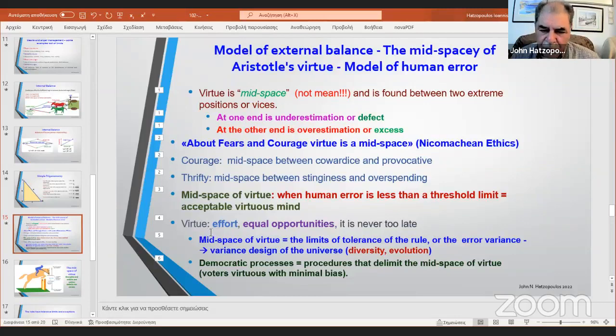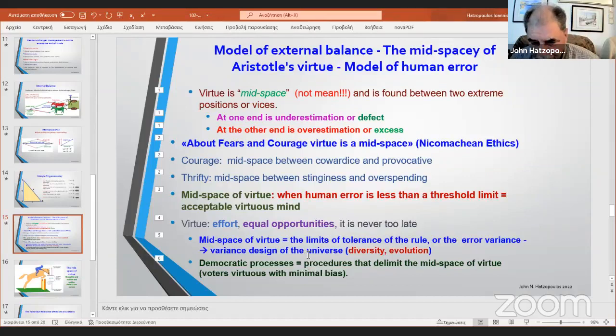Now, virtue is an effort, according to Aristotle. Nobody could be exactly within these two limits, but virtue is the effort of trying to be within these limits. And of course, someone should learn from mistakes and errors. Finally, it is a practice of the entire life to try to be within the limits. Anytime anybody wants to be virtuous, they can do it. There are equal opportunities, and it is never too late. I want to emphasize that.